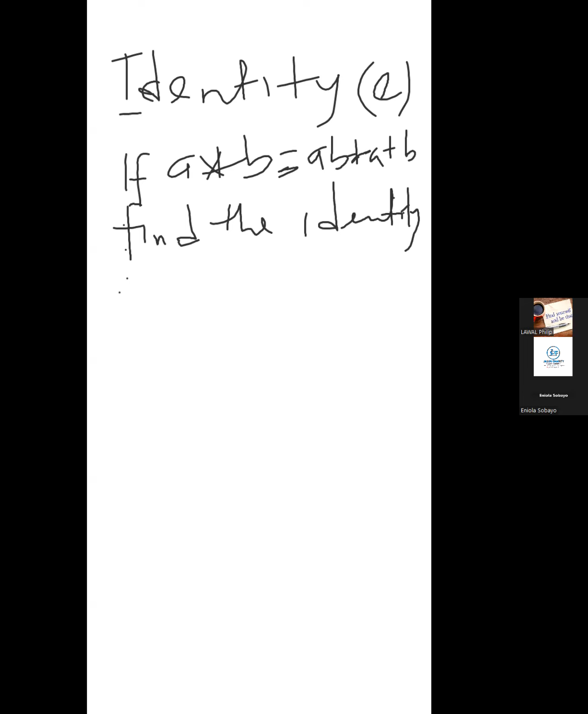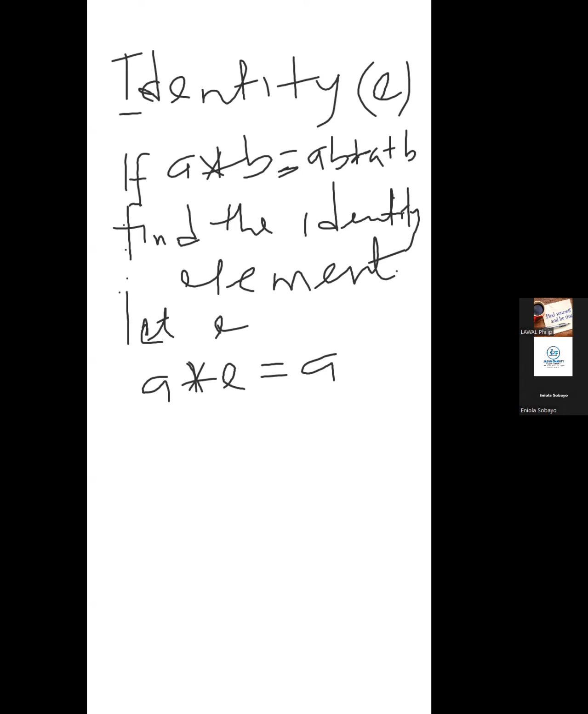Let me move away from the inactive part of the screen. Okay, so this is a question. If this happens, we are looking for the identity element. This is how you are going to go about your solution. You will say let E be the identity. You can just use an arbitrary element A to get E, and then your answer must be A. This is the condition for any element E to be an identity: any element you operate with E must return A for you.